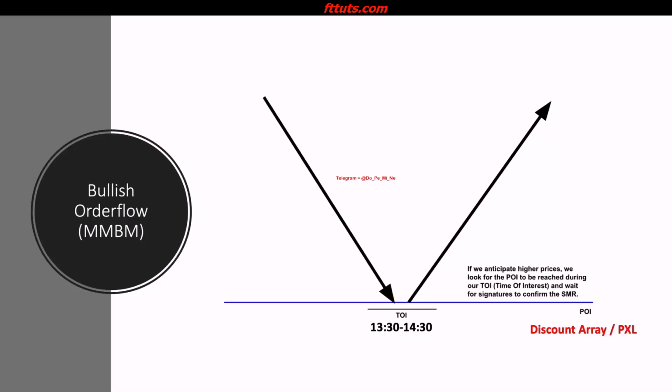So to finalize the simple schematic that has been shared with you, this is what it would look like for the PM session within bullish order flow within a market maker buy model. We want to see the sell side of the curve deliver into our point of interest, which is a discount array and/or a previous X low. During 1:30 p.m. to 2:30 p.m., we want to see a smart money reversal occur from there and see higher prices be delivered after that.